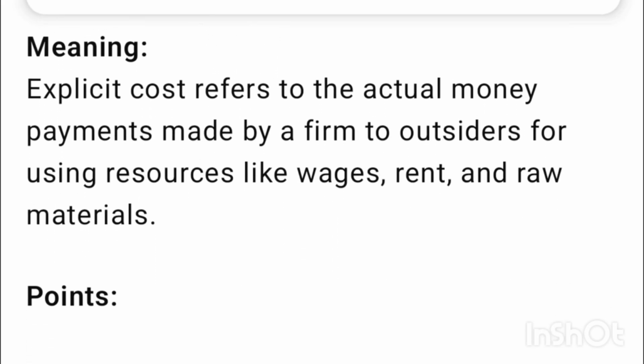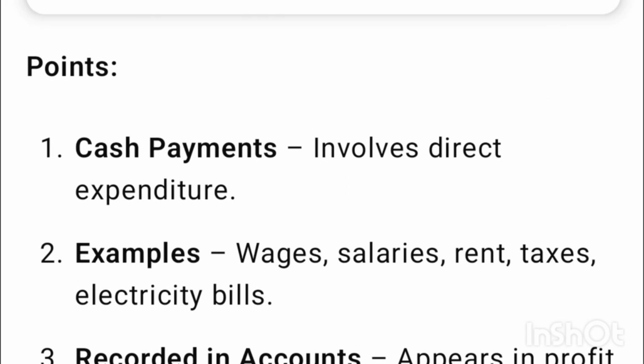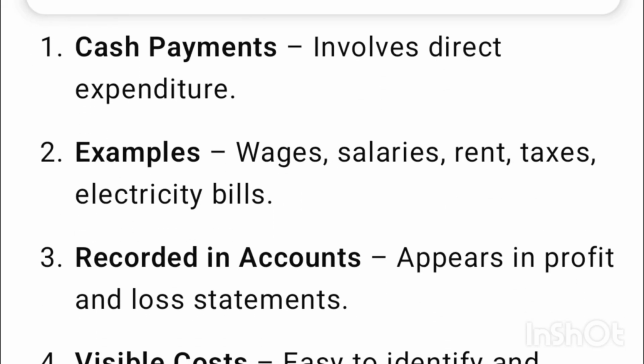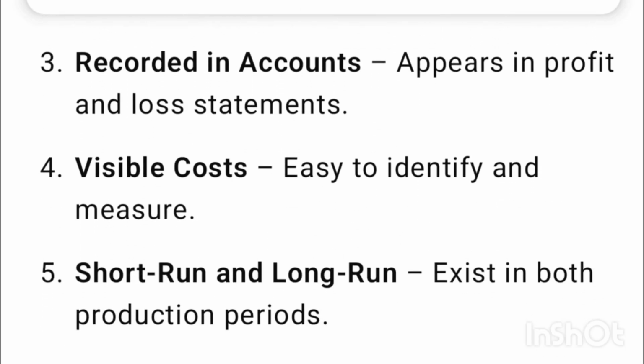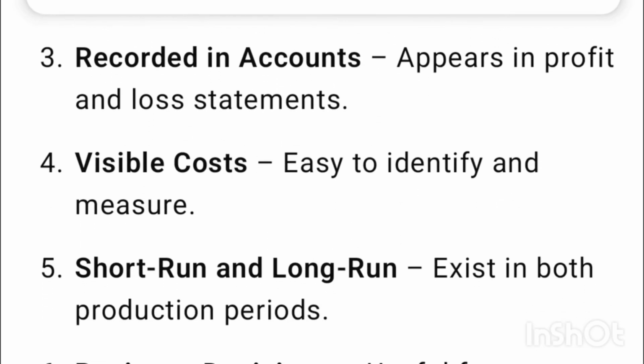Number 5. Explicit cost. Meaning. Explicit cost refers to the actual money payments made by a firm to outsiders for using resources like wages, rent, and raw materials. Points. 1. Cash payments involves direct expenditure. 2. Examples. Wages, salaries, rent, taxes, electricity bills. 3. Recorded in accounts, appears in profit and loss statements. 4. Visible costs. Easy to identify and measure.